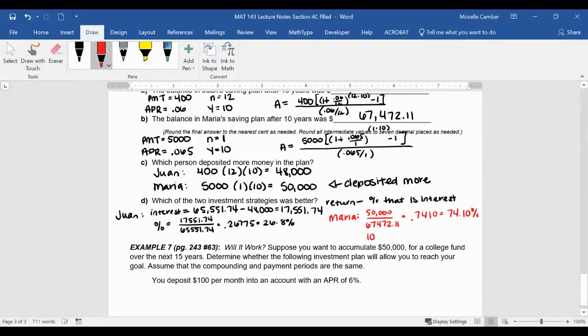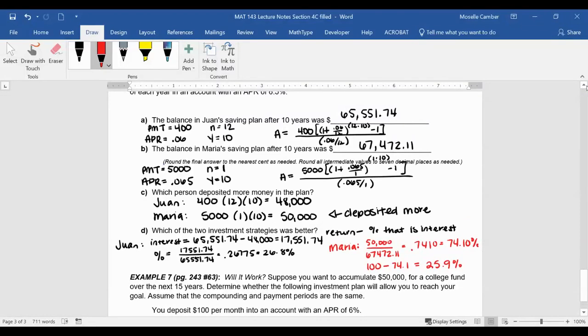So then I'm going to take 100% minus the 74.1 to get a 25.9%. So Maria had a 25.9% return and Juan had a 26.8% return. So even though Maria had more money at the end, she also put more money in. So in this case, Juan had the better return. So we're going to say that his is the better, I'll use this color. He has the better return.